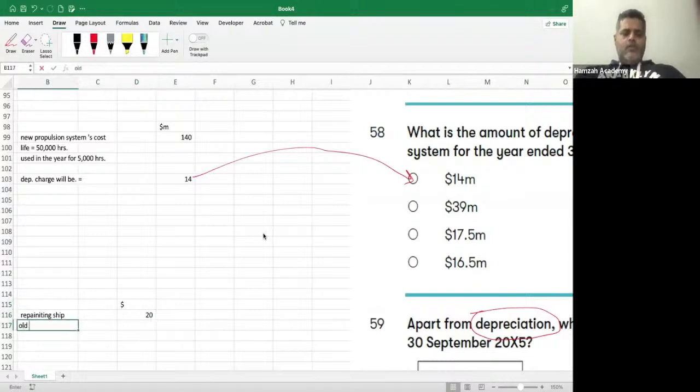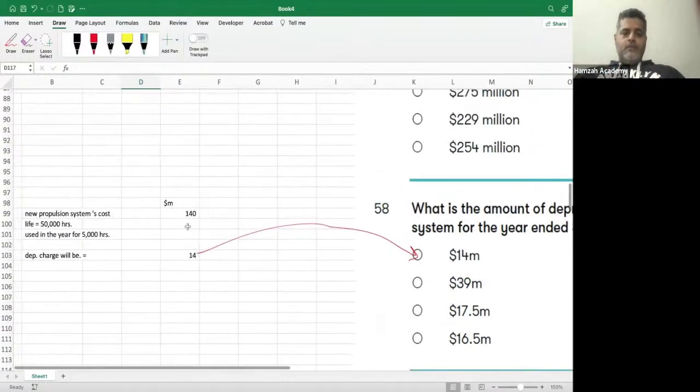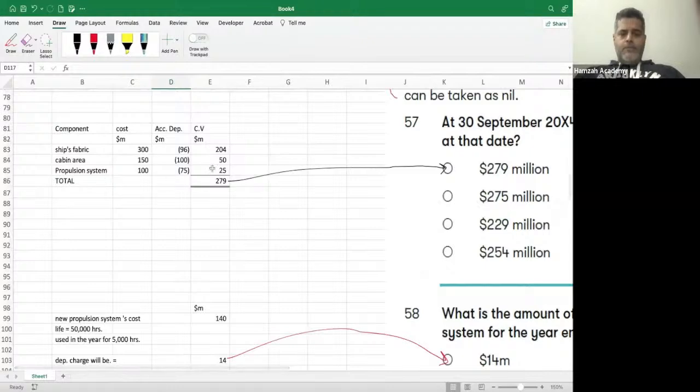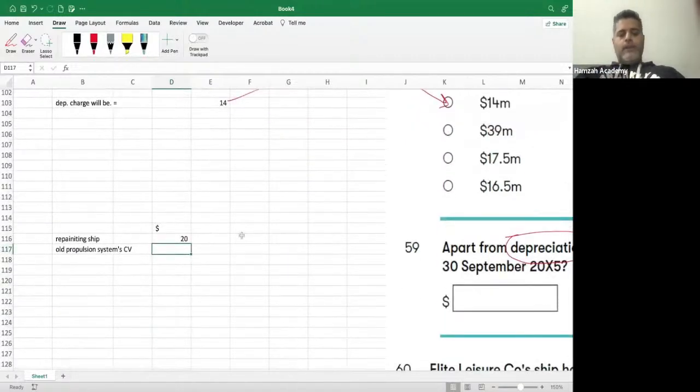And then the old propulsion system's carrying value, we are going to have its disposal over here as well, because the old propulsion system has to be disposed of as well, right? Because if we scroll up, this is the old propulsion system standing at 25 million. So we will dispose of it as well.